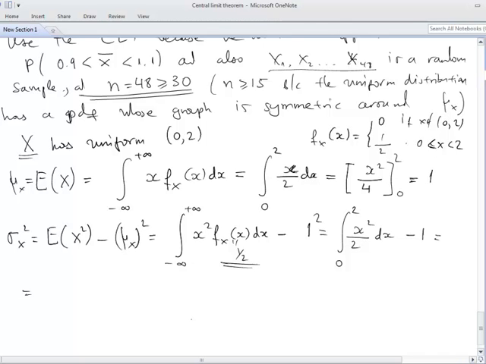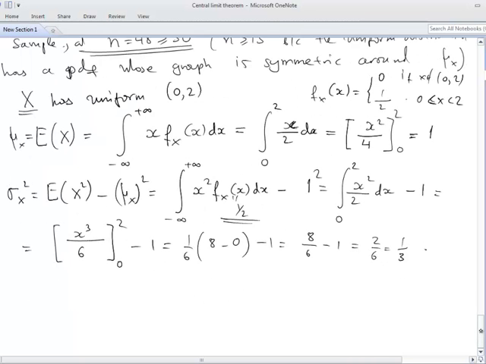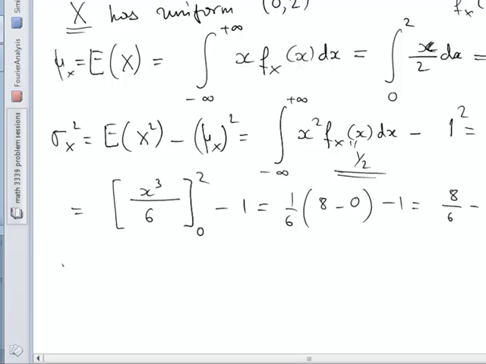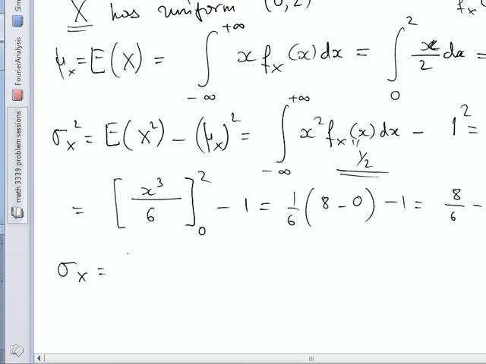So here what I will have is x cubed divided by 6 from 0 to 2 minus 1. That gives me 8/6 minus 0 minus 1, so it is 2/6, which is 1/3. So that's the variance. So the standard deviation of X is the square root of 1/3, which is square root of 3 divided by 3.